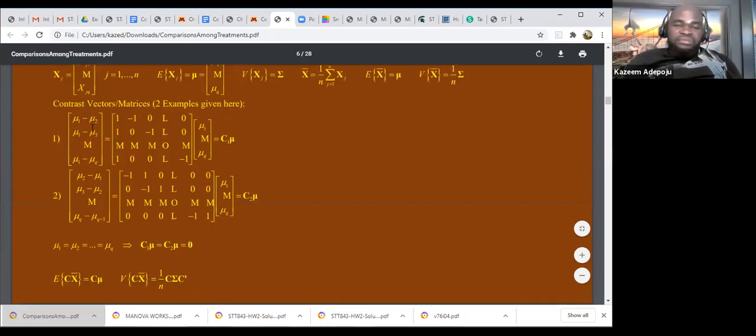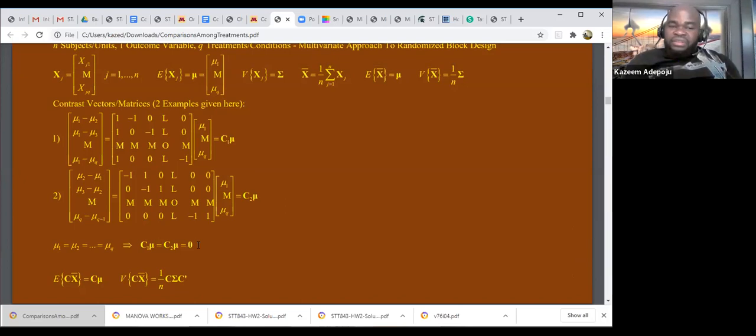When you look at this, it is the same thing as this, because we can actually split this into a constant and this part here. When I use this to multiply, this is what I'm going to have. So this is what we call the C1 mu. When I do mu2 minus mu1 and so on, I'm actually going to have this. So this equal to this is more or less testing that all the means are equal. And that's exactly what we have here.